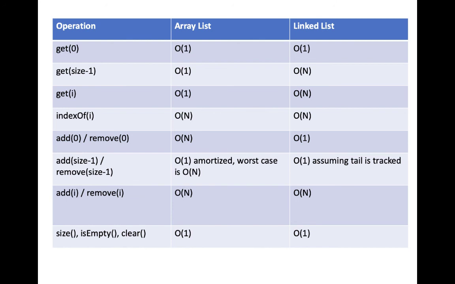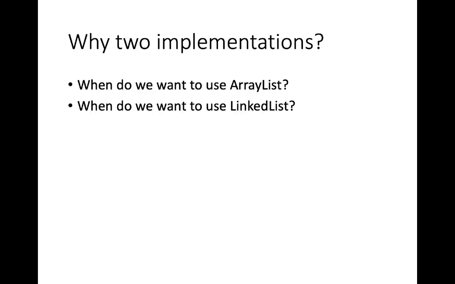So if all you're doing is adding or removing from the beginning or the end of the list, linked list is your friend. If you need to retrieve things from the middle of the list a lot and you don't know where you're going to retrieve them from, then array list is your friend, because getting any random i is an order 1 operation, whereas getting a random i from a linked list is an order n operation.